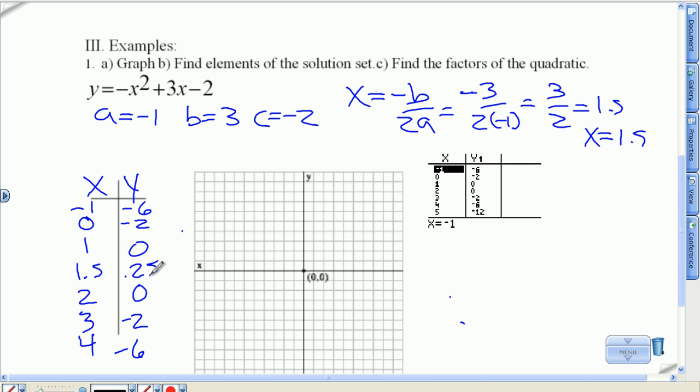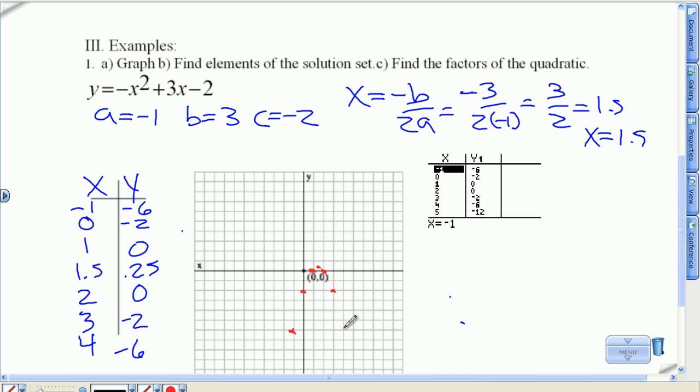I'm going to plot these points. A does say to graph this thing. So negative 1, negative 6. 1, 2, 3, 4, 5, 6. 0, negative 2. 1, 0. 1.5, 0.25 is going to be right there. 2, 0. 3, negative 2.